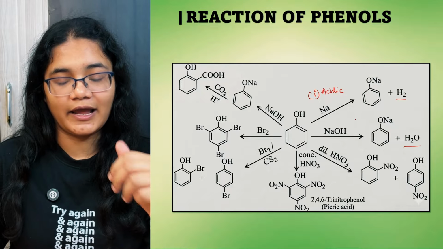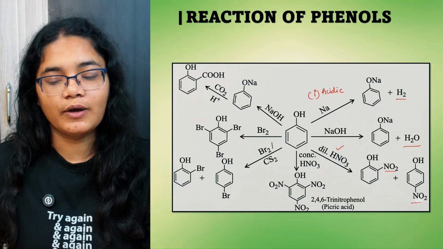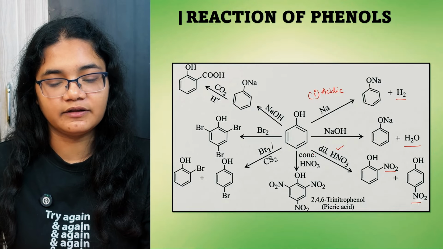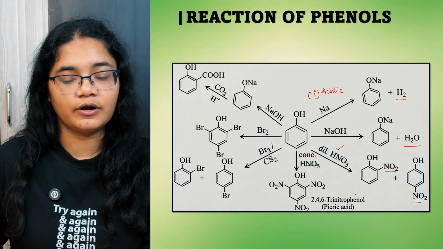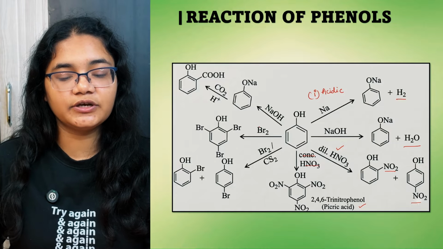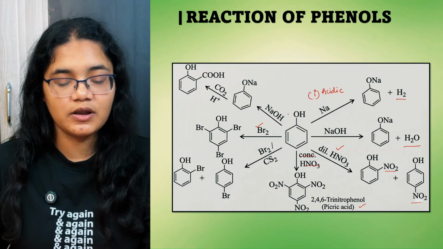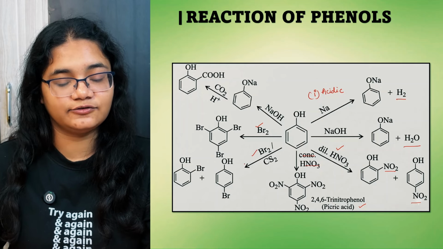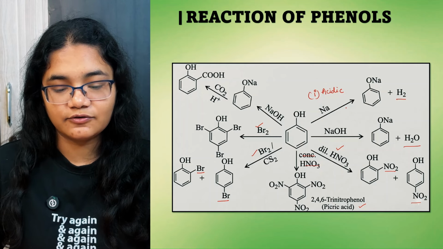Second is your electrophilic substitution reaction. So with dilute HNO3, you will get ortho and para substitution separately, but with concentrated HNO3, you will get all the 2,4,6 substituted products, that is your picric acid. Now in halogenation, if you just treat it with only bromine, then you will get 2,4,6 tribromophenol. But if you treat it with bromine and CS2, you will get ortho and para bromo products. Okay, so that is your first reaction.